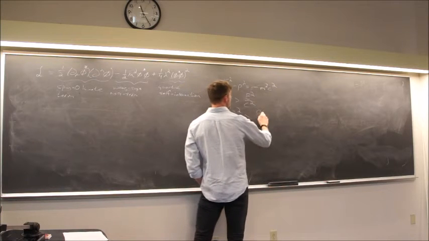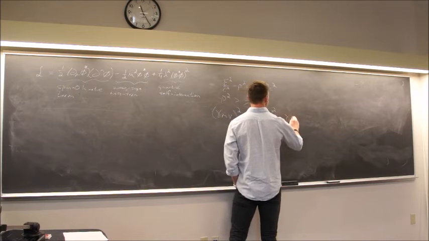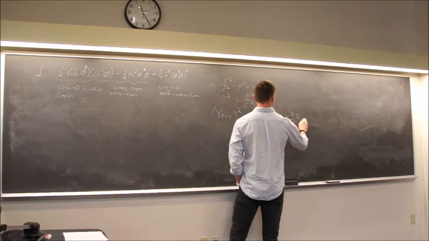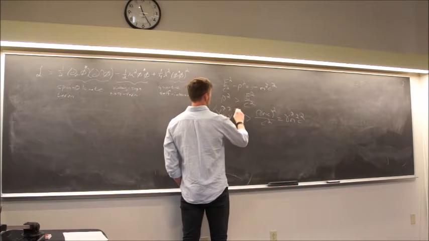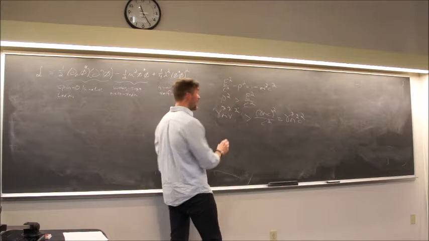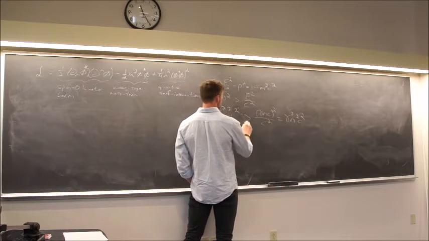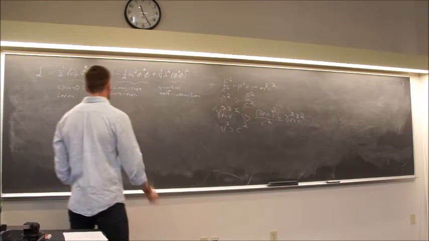This is (gamma m v) squared, and this is (gamma m c) squared over c squared, which is just gamma squared m squared c squared. So V is greater than c. This is implying that this thing is moving faster than the speed of light. That's called a tachyon.